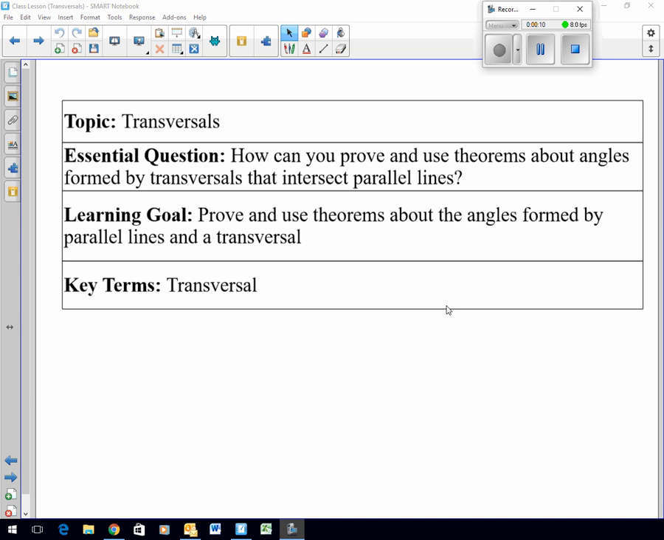Alright, today we got transversals. How can you prove and use theorems about angles formed by transversals that intersect parallel lines? We're going to prove and use theorems about the angles formed by parallel lines and the transversals. Our key term is transversals.